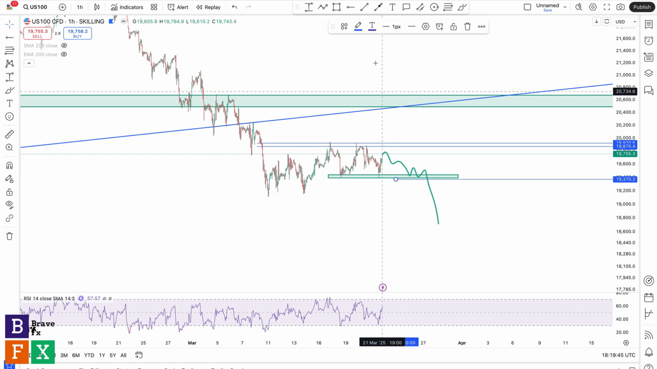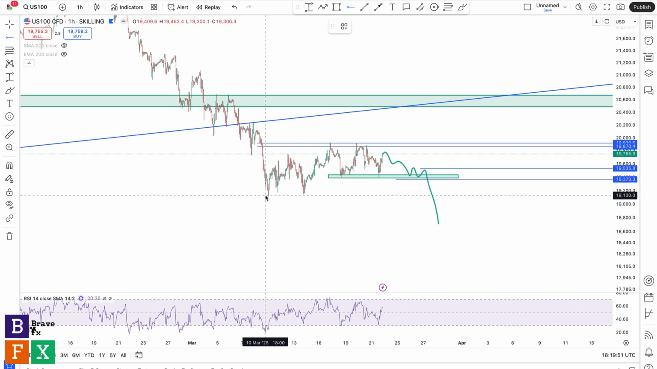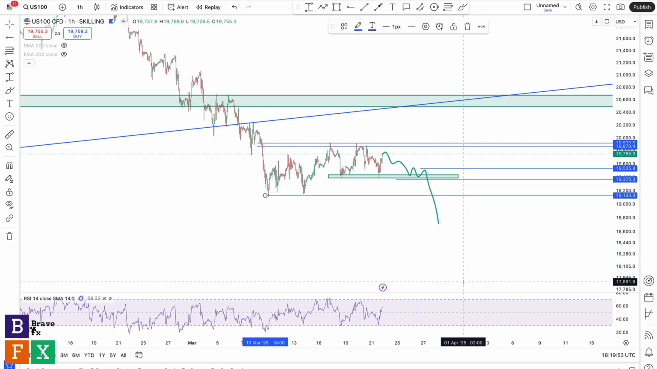My stop loss is going to be above the consolidation of the breakout. First take profit target is going to be around these lows, and I trail the rest of my positions as we go lower, right? So this I'm going to go short on Nasdaq, easy peasy.